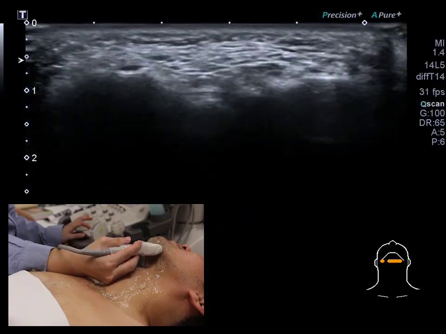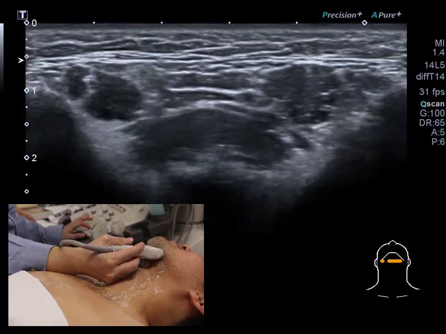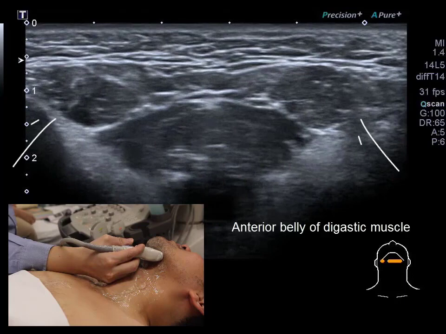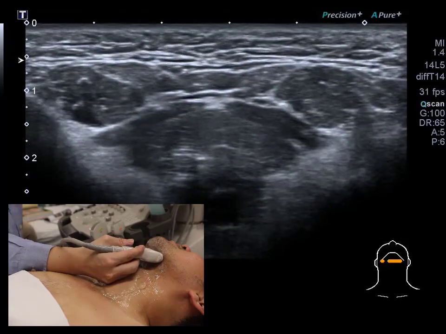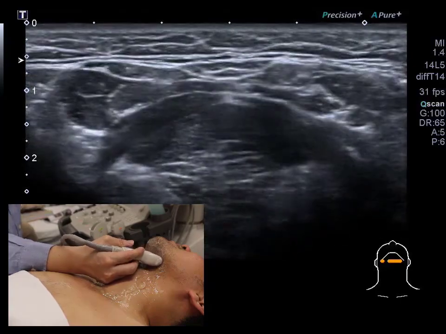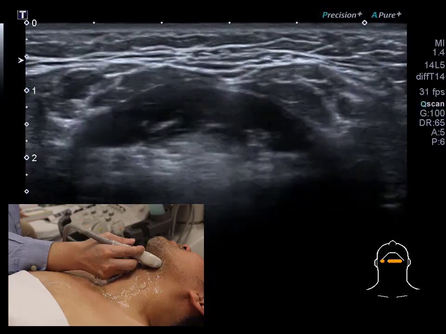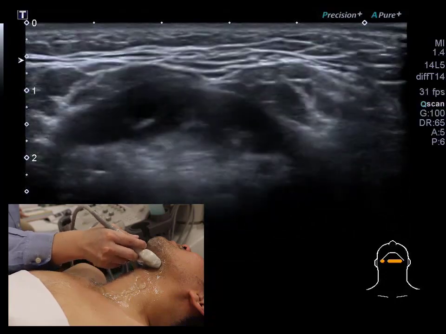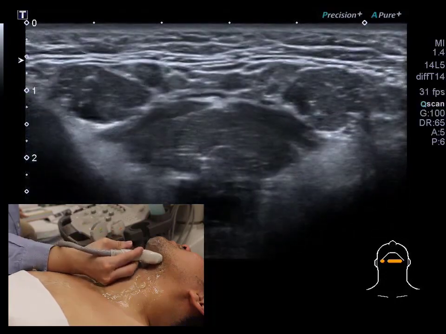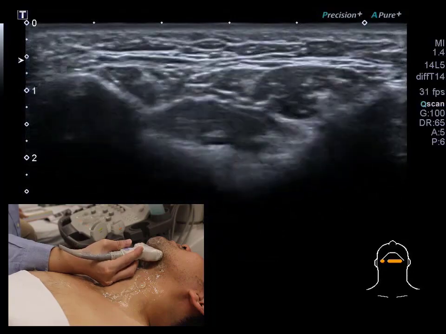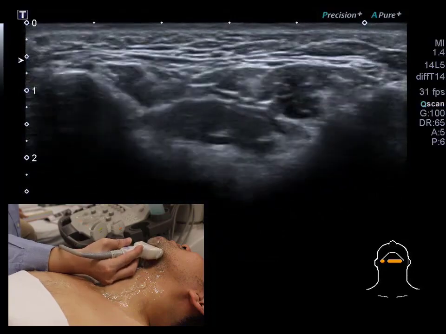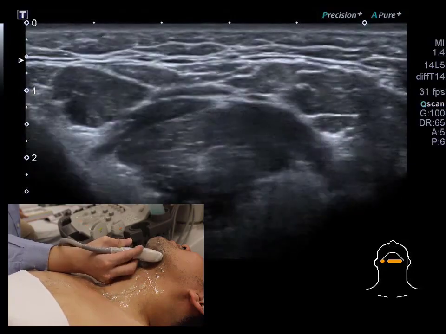If you scan, you can see the two bellies of the muscle just close to the body of the mandible, like this. It is the anterior belly of digastric muscle, which attaches, inserts to the hyoid bone. The space between these two bellies is the submental space. For the posterior belly, I'm going to demonstrate later.